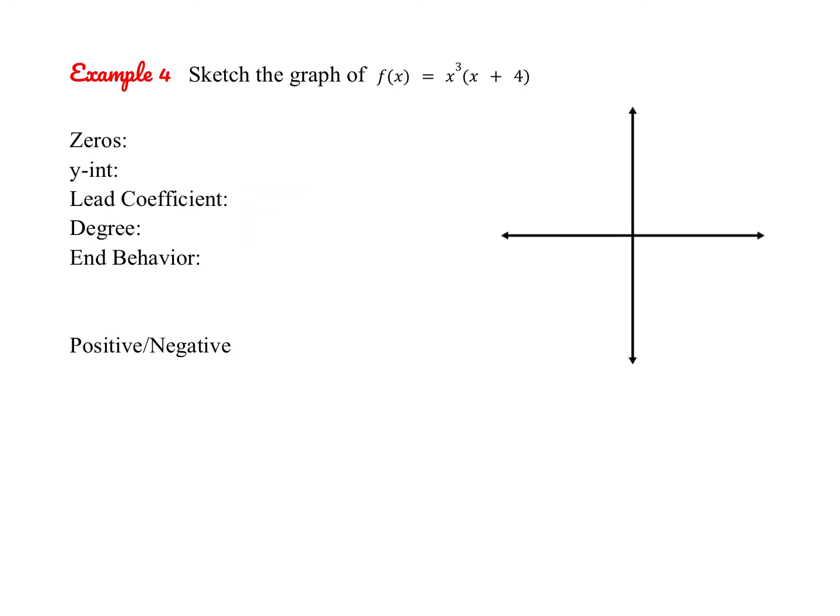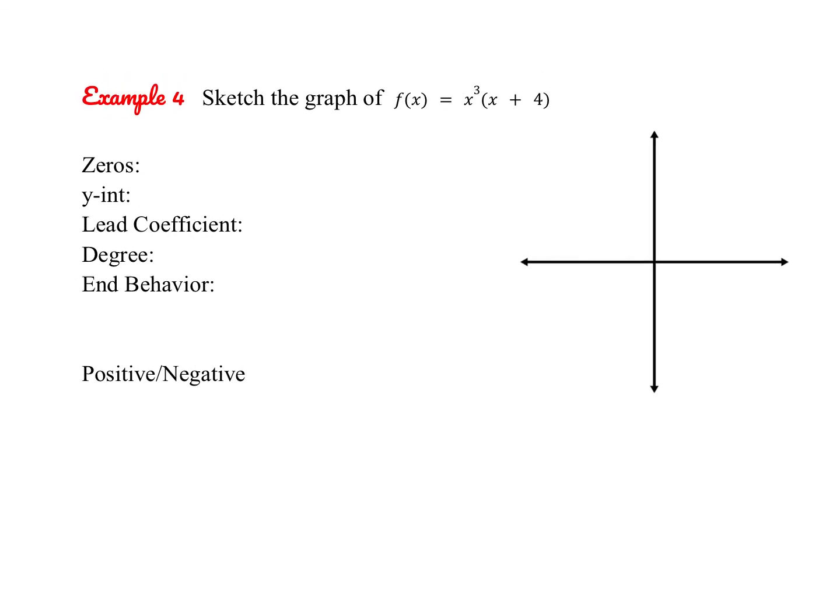Okay, we're going to try one more together. So here I actually have a triple root at 0. So I have a 0 at 0. And this has a multiplicity of 3. And then I also have a 0 at -4. So here's -4, there's 0. My y-intercept is going to be at the origin, so it's 0, 0.